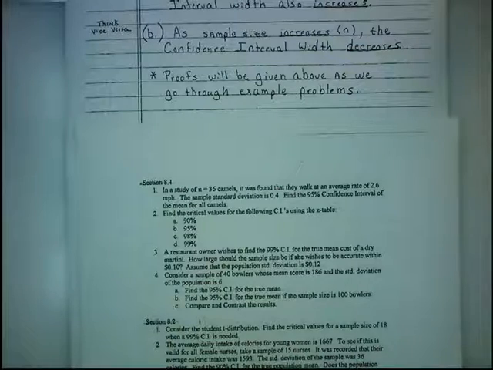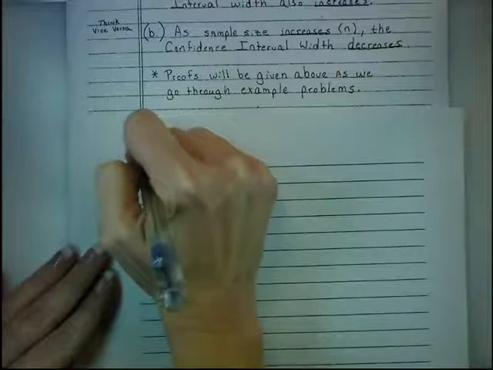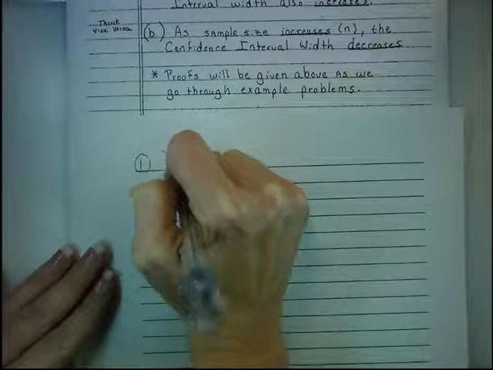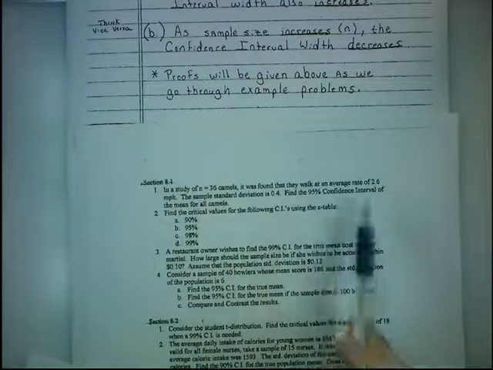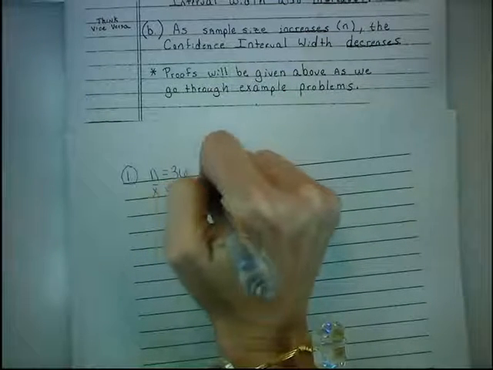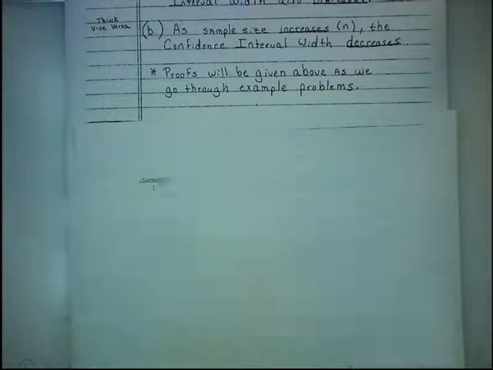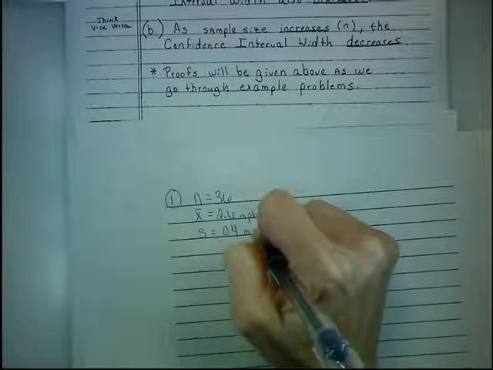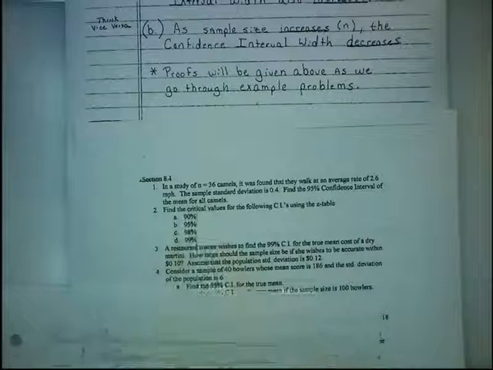First of all, in a study of 36 camels, and this is problem number 1, n is equal to 36. It was found they walk an average rate, they who, the sample of 36, of 2.6 miles per hour. And then it says the sample standard deviation is 0.4 of a mile per hour, so that's s. Find the 95% confidence interval of the mean for all camels.